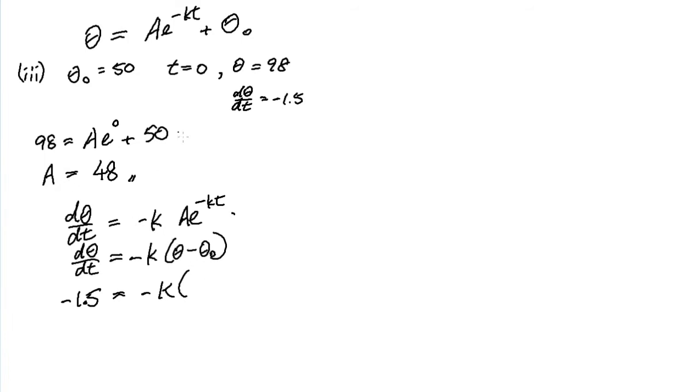Theta minus theta naught, 98 minus 50, that's 48 again, and surprise, surprise, that's A. And the negative goes, and so k is 1.5 divided by 48, which gives us 1/32. The equivalent decimal is 0.03125.